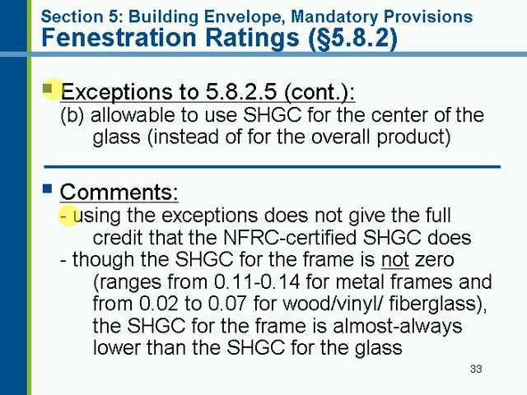So the solar heat gain coefficient for the frame is not 0. It's 0 for visible transmittance. No light goes through the frame, but some heat does go through the frame. The values range from 0.11 to 0.14 for metal frames, and from 0.02 to 0.07 for wood, vinyl, or fiberglass frames, according to the ASHRAE Handbook of Fundamentals. So given that, the solar heat gain coefficient for the frame is almost always lower than that for the glass, so you do get benefit if you get the rating for the overall product.